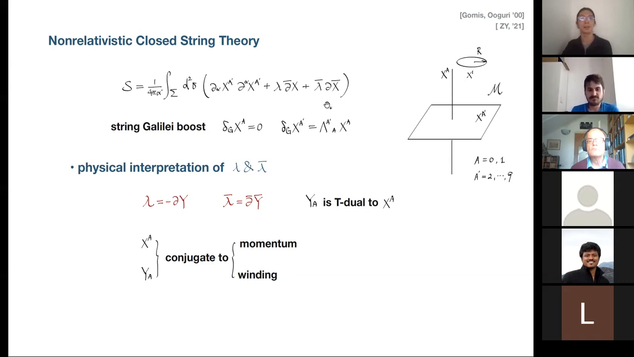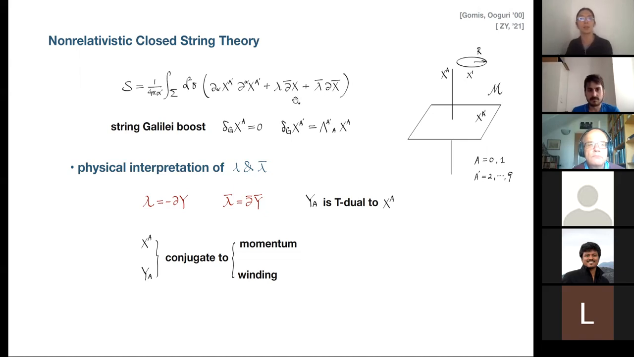The first thing to notice is that this action has a global isometry in the target space, which means this action is invariant under this global symmetry. If you identify x^A as the time direction and x^A prime as the spatial directions, then this is nothing but the Galilei boost, but now with the generalization to the two-dimensional foliation structure. For that reason, we call such a boost symmetry a string Galilei boost.